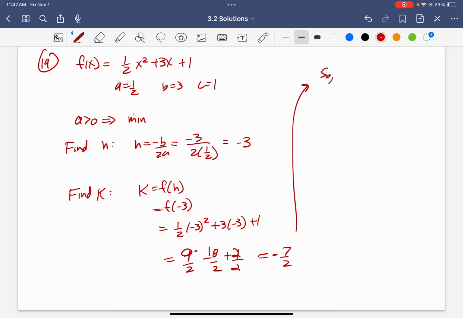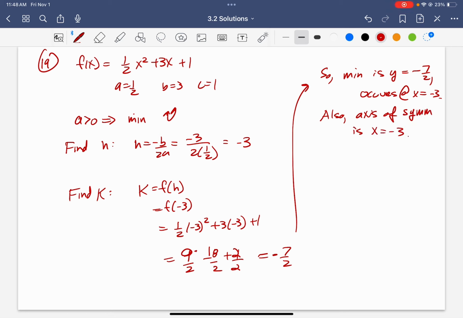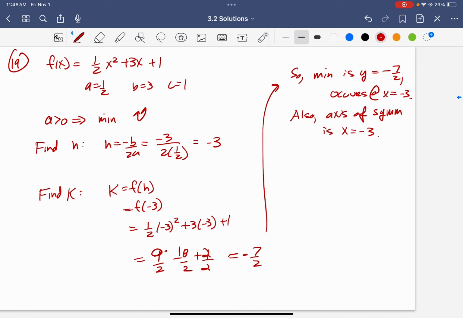Let's see. Again, a is positive, opens up. So min is y is equal to negative 7/2, and it occurs at x is equal to negative 3. Also, axis of symmetry is x is equal to negative 3, because they're the same thing. So it's 19. Next, 23. This is determine the domain and range.